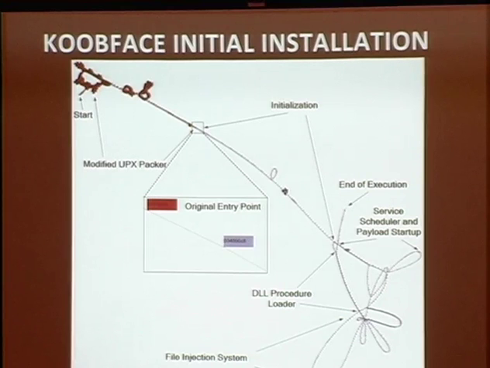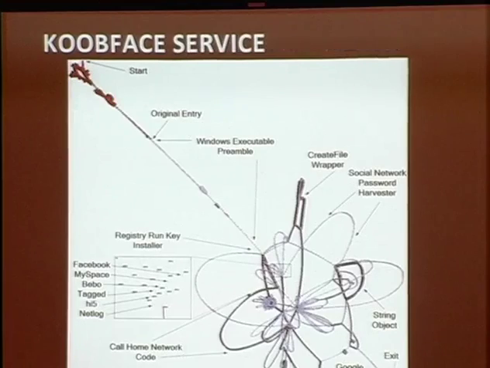Okay, so we've got the DLL procedure loader for handling the imports again for the secondary method of obfuscating imports. And then we've got the service installer and then the payload startup. And of course the file injection. But KoobFace behaves a lot differently when you actually get it installed. So when it's started as a service, it has a completely different execution and behavior.